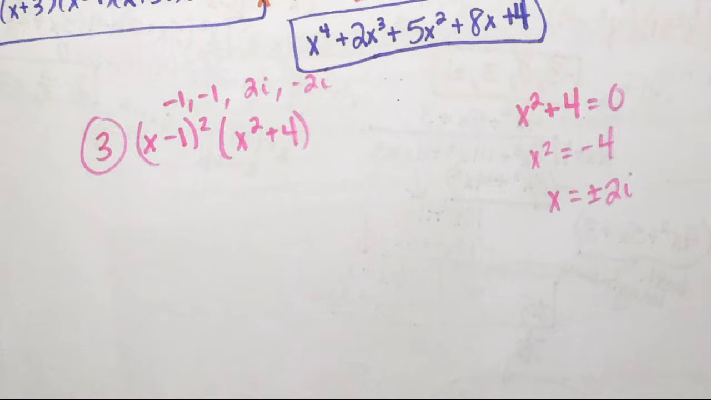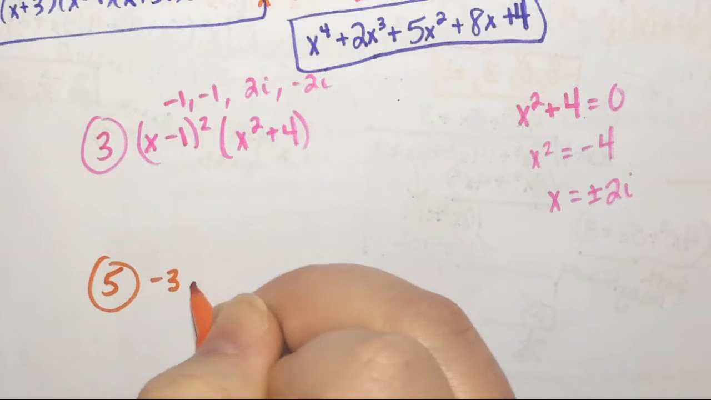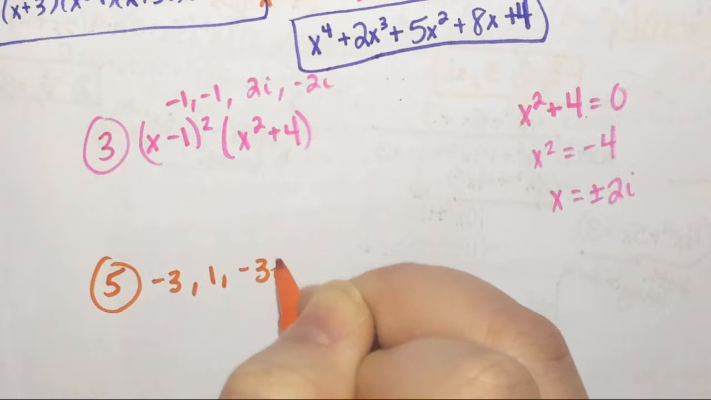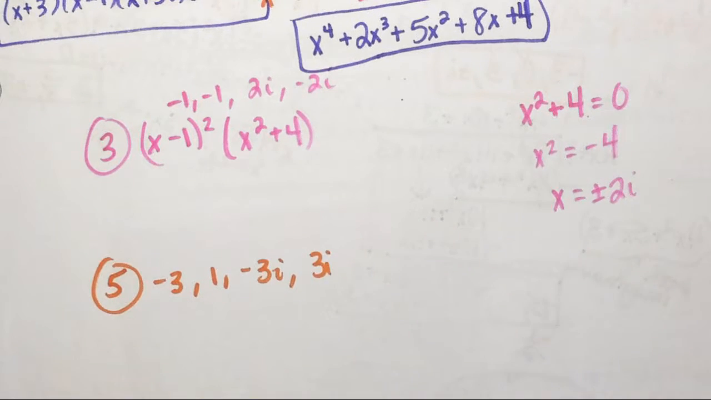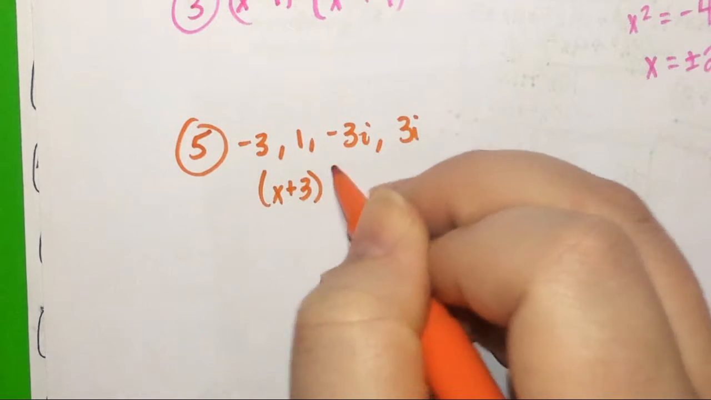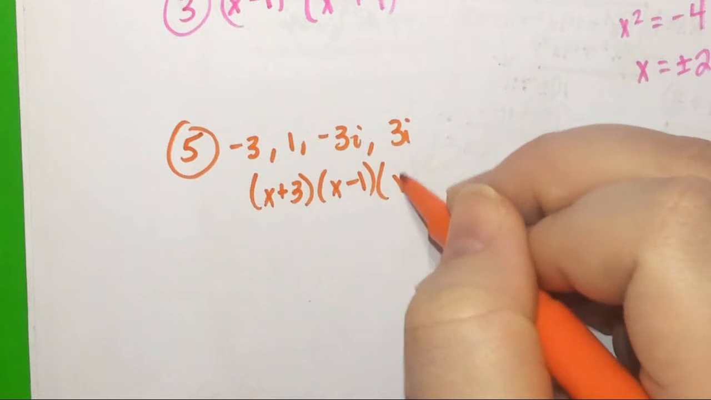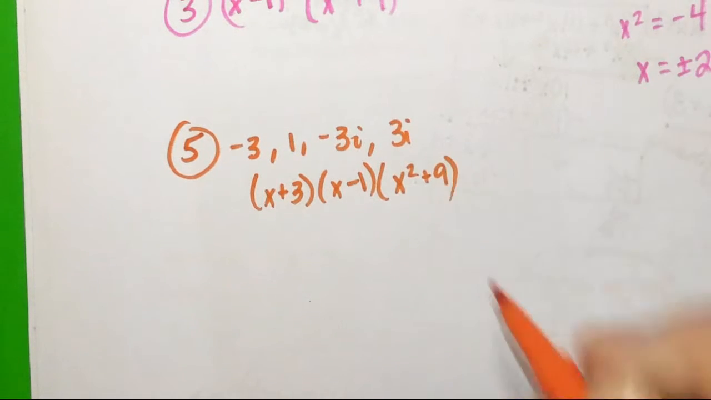So again, Tylen doesn't have to think like me. She can work it all the way out and be a creature of habit, and I understand that. But I've worked so many of these lately, I understand that's what's happening. So for instance, on number 5, with its -3, 1, -3i, +3i, I knew, yes, x plus 3, x minus 1, I can't avoid those. But I know this one is going to be x squared plus 9.